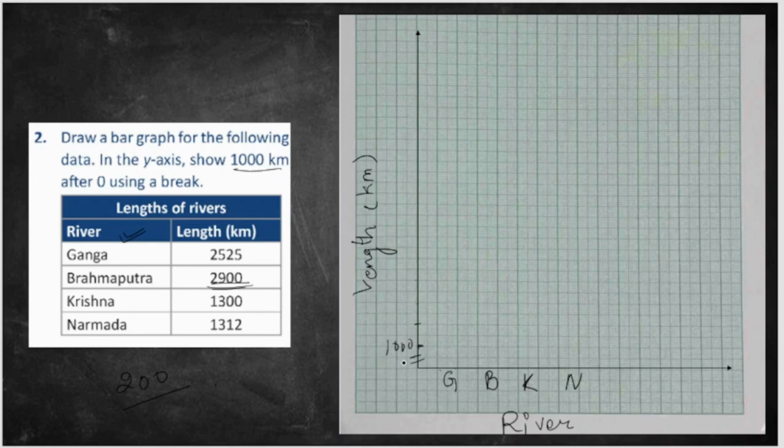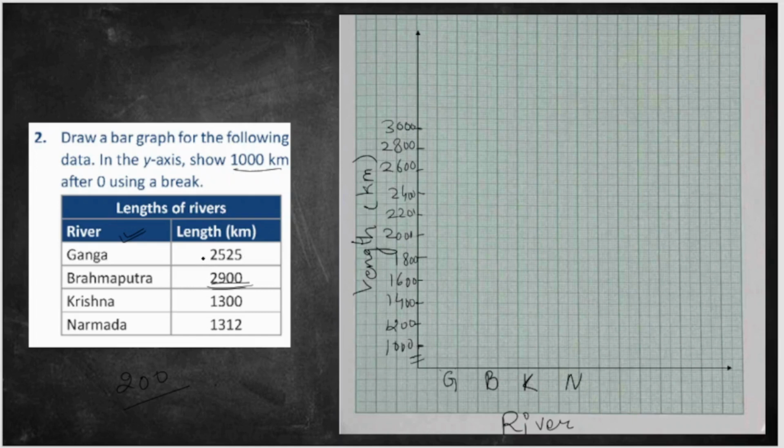So if we are taking a gap of 200, then 1000, then 1200, then 1400, 1600, 1800, then it is 2000, then it is 2200, 2400, next 2600, next 2800, and now next is 3000. Okay, right. So now let's draw it.